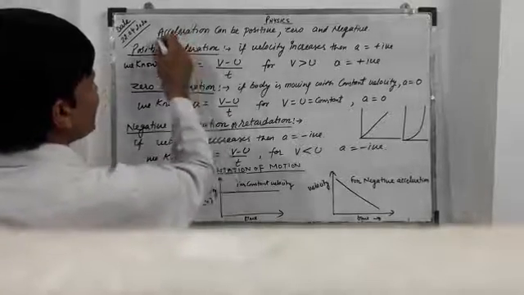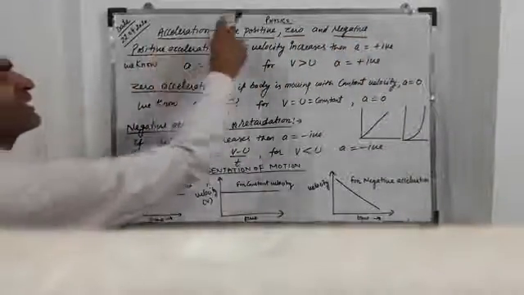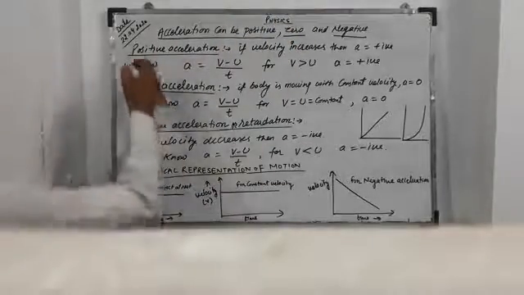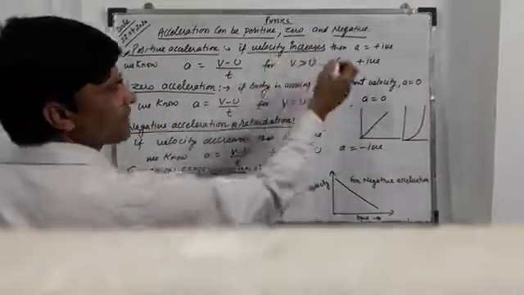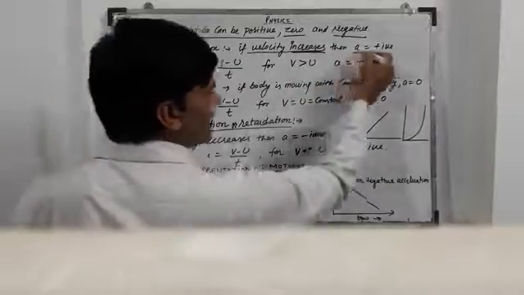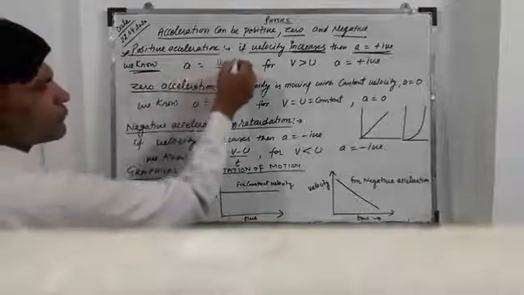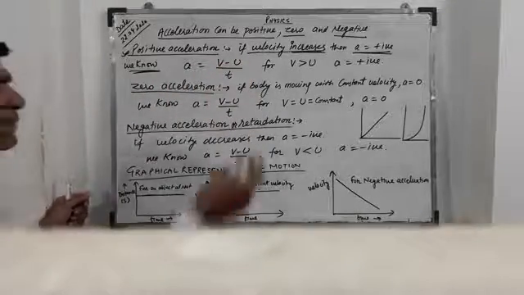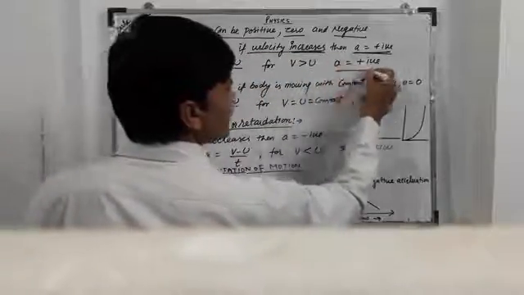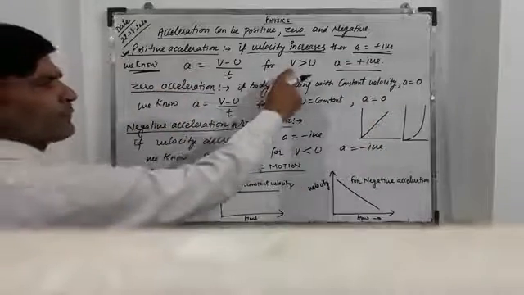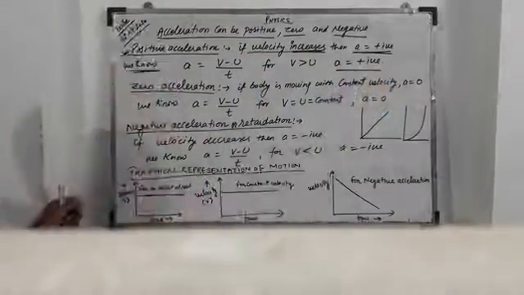Acceleration can be positive, zero, or negative. This means there are three types of acceleration. Positive acceleration: if the velocity of your vehicle increases, then acceleration is positive. As we know that a is equal to (v minus u) upon t, if we put v greater than u, then a is positive. If the final velocity increases, then the acceleration is positive.